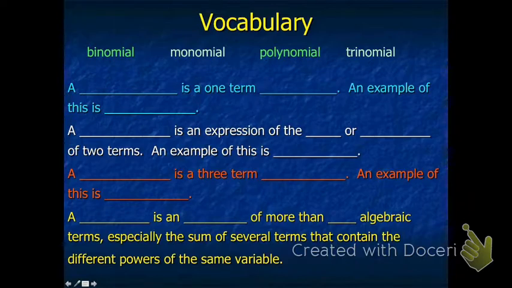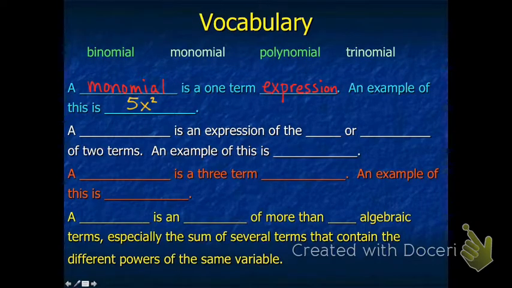We are going to fill in the blanks of these sentences. So it says a blank is a one-term blank. An example of this is blank. So a monomial is a one-term expression. An example of this is 5x squared. So 5x squared would be a monomial.